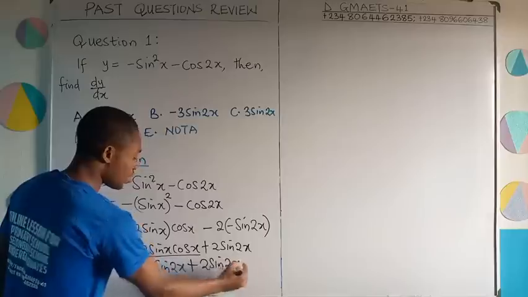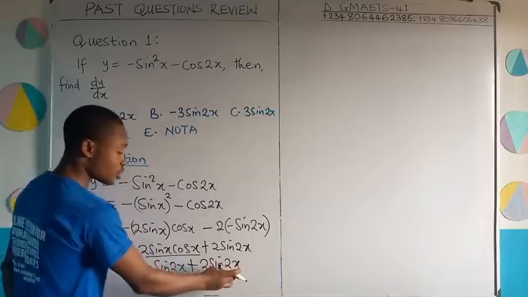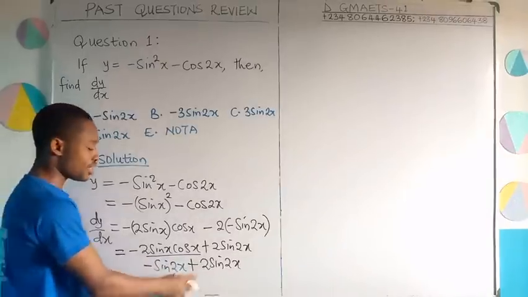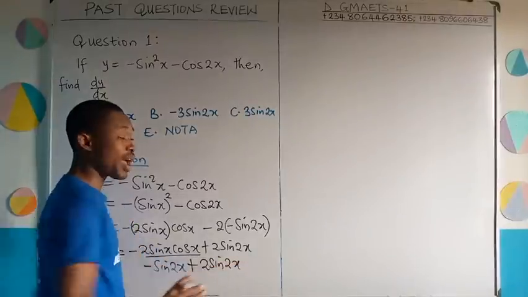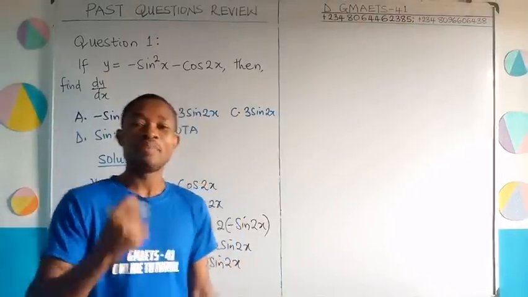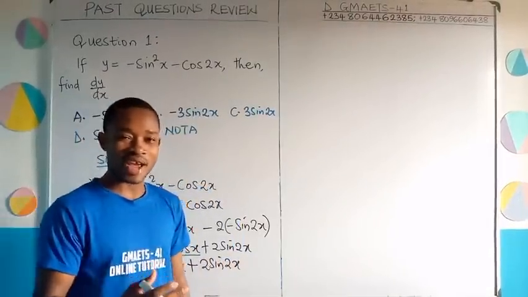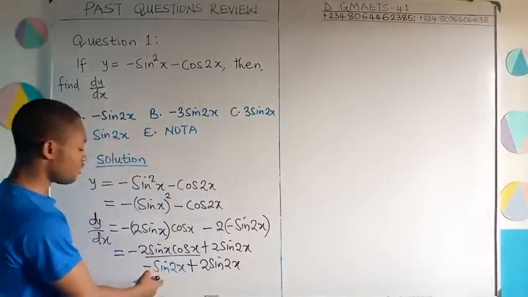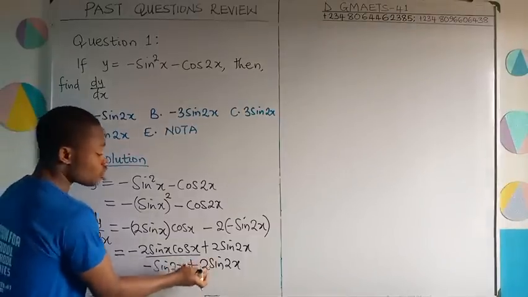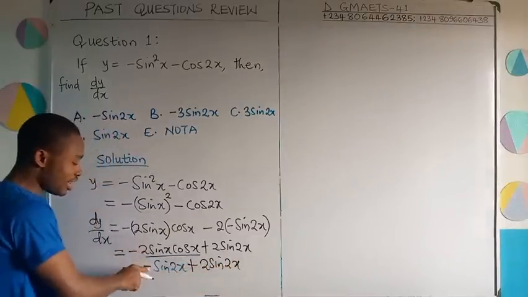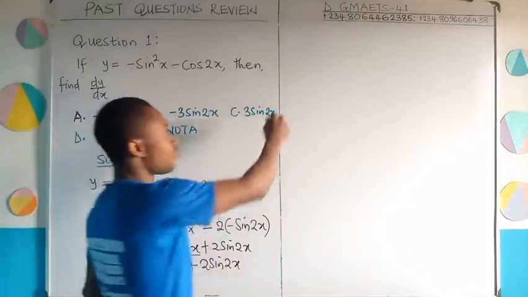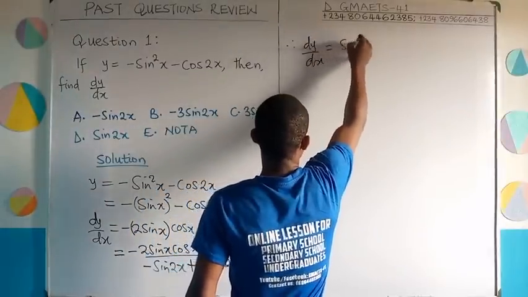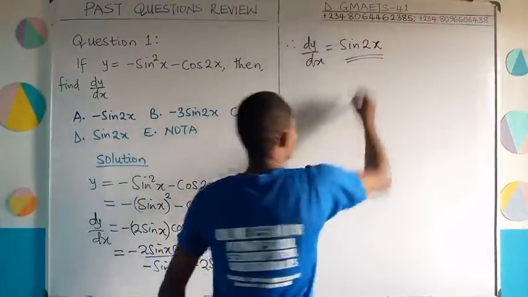And so you see that we're now getting sine 2x in this term and also sine 2x in this one. The difference is that this is negative 1 of sine 2x and this is what? Positive 2 of sine 2x. They are like terms because both of them contain sine 2x, and therefore we can add them up. This eventually gives us 2 sine 2x minus sine 2x. Therefore, our dy dx for this question is simply sine 2x. And this is the answer.